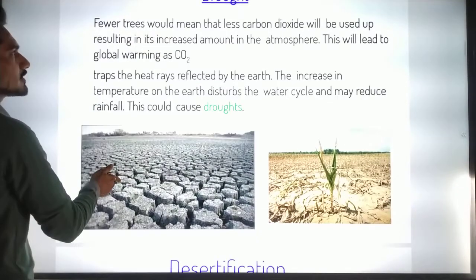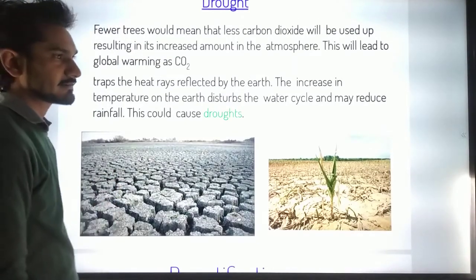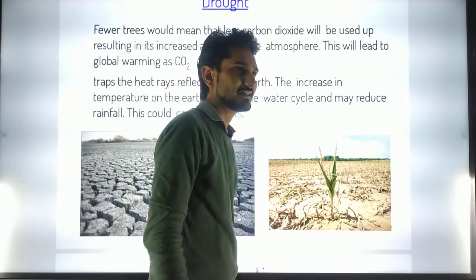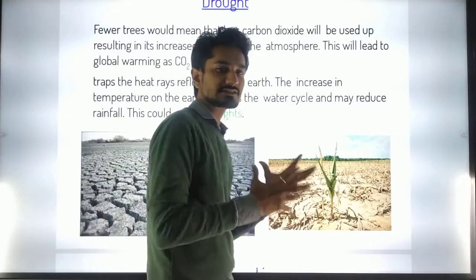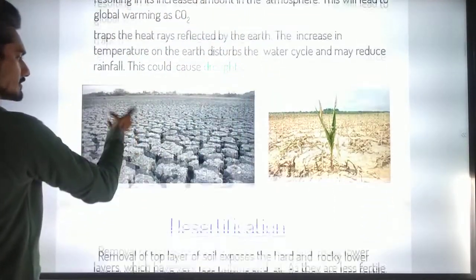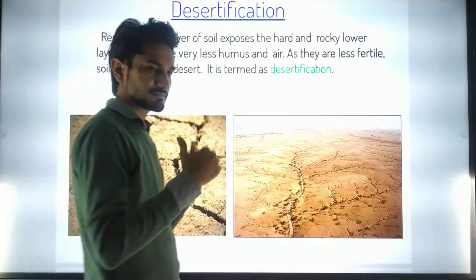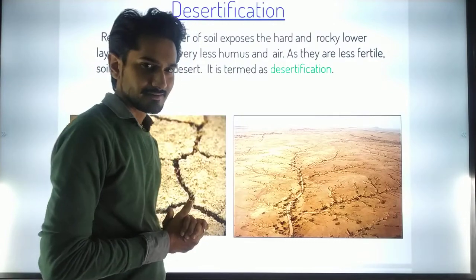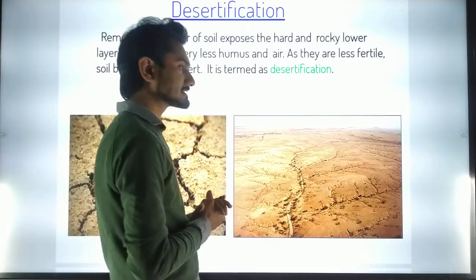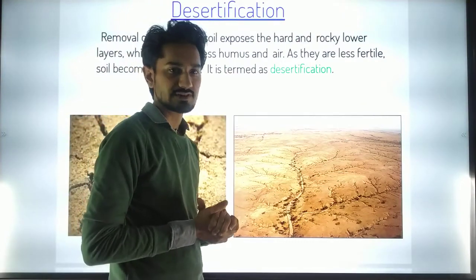Then we saw what a drought is. If rain doesn't come at all in some place, it is considered a drought. We also saw that desertification means the removal of the first soil layer.